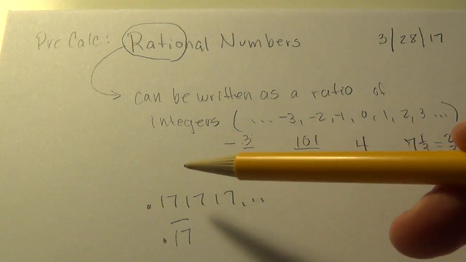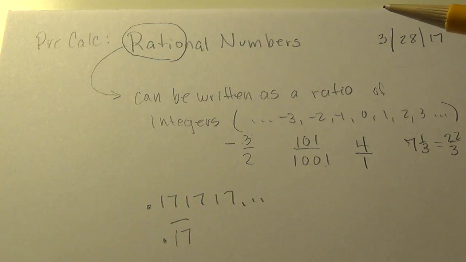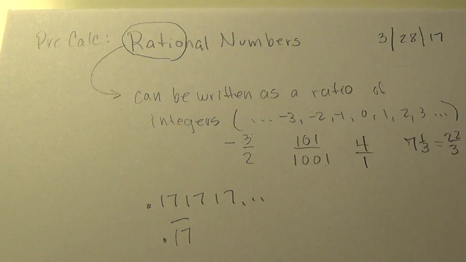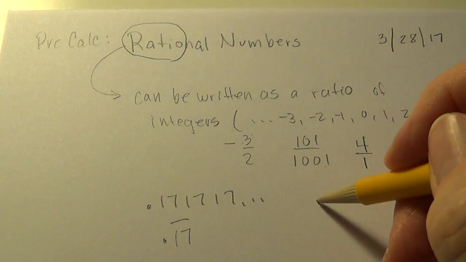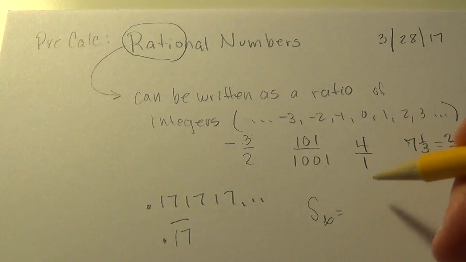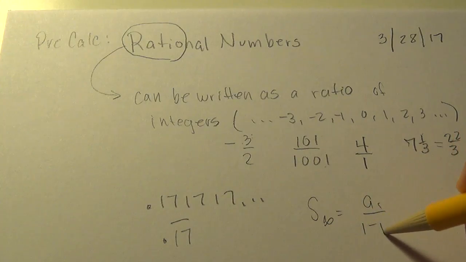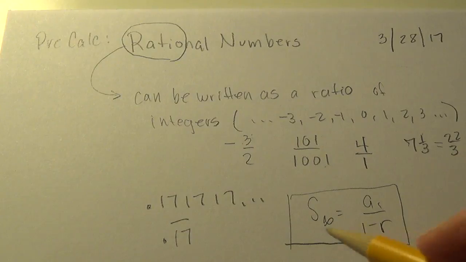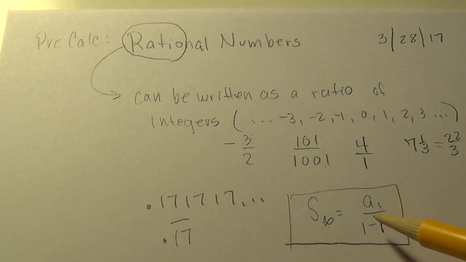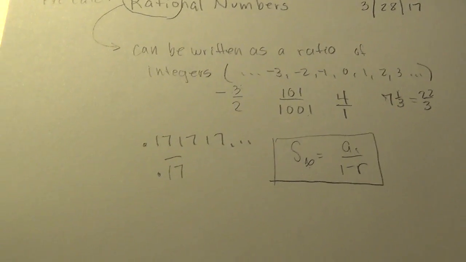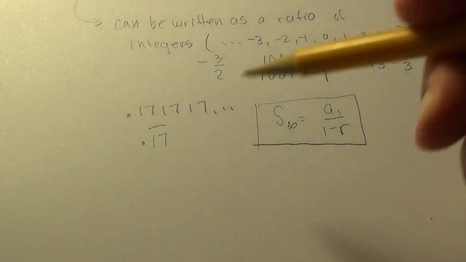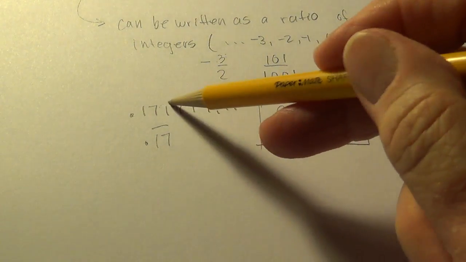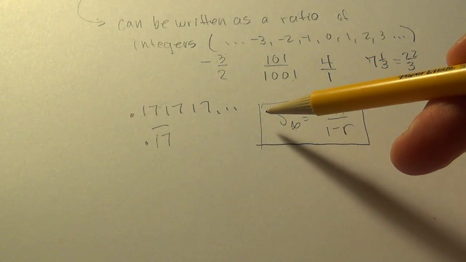So I'm going to ask you to write 0.171717 as a ratio of integers. To do that, we're going to use our infinite summation of a geometric series formula. This one. That's the last one we learned. Simple, even though it goes on for infinity. A1 over 1 minus r, r being the common ratio. Alright, so I'm going to do that by observing that this is a geometric series.